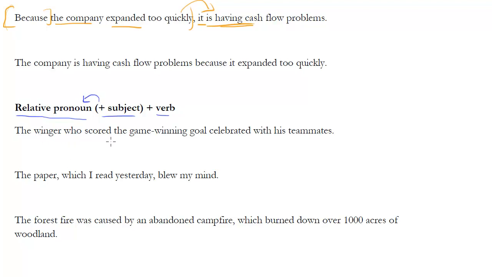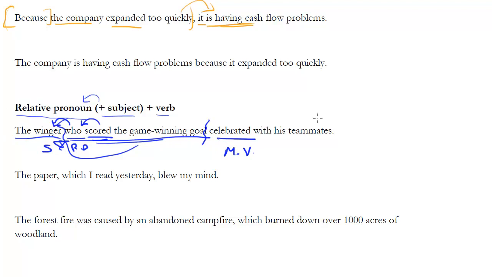The winger who scored the game-winning goal celebrated with his teammates. So here's our subject. Now, this is our relative clause. Who is a relative pronoun, right? We use it for people. It refers back to the winger. This is the main verb that goes with the subject of this clause, right? So the winger who scored the game-winning goal, right? This whole thing is telling us some information about the winger. It's acting adjectively. The winger who scored the game-winning goal celebrated. This is actually our main verb of the independent clause, and then the rest of the sentence completes. So you have to be able to determine, okay, what parts of the sentence are in the independent clause, which parts are in the relative clause.